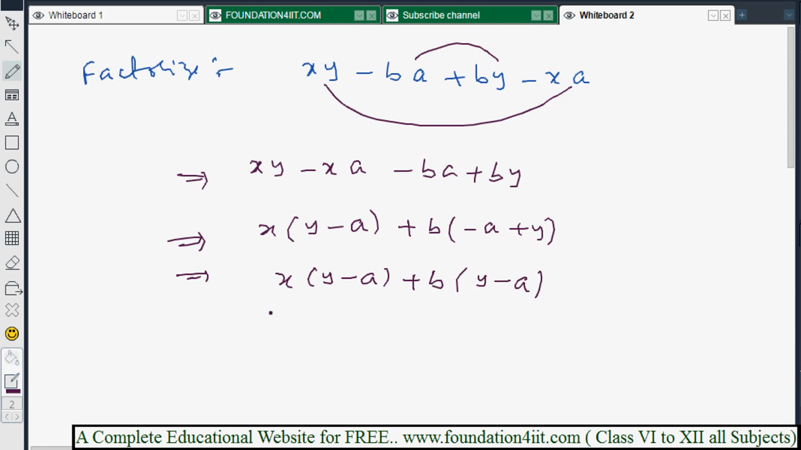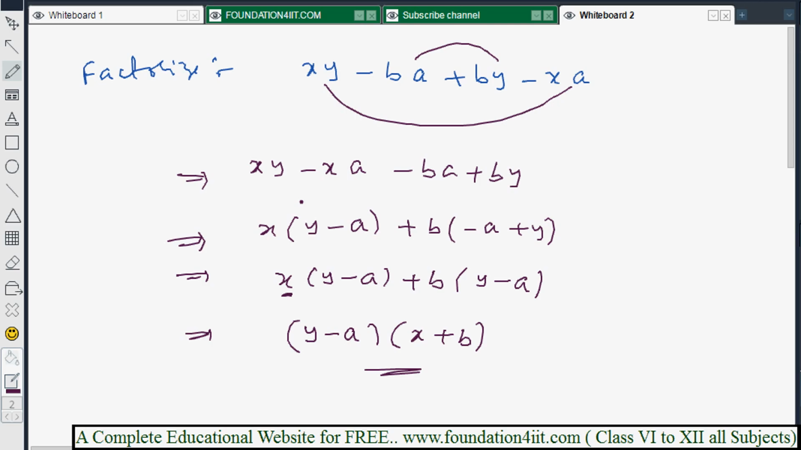Now this is case 2 in the previous example which I said. So the polynomial is a common multiplier in each case. So y minus a, if I take common, then the first term is x and the second is b. That's it. So y minus a into x plus b is the factorization. Let me explain what factorization is: make it into factors, a product of two or more expressions.